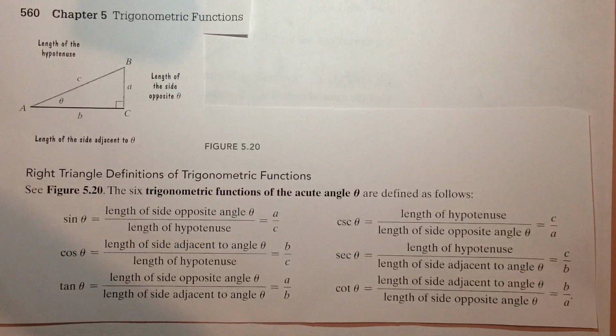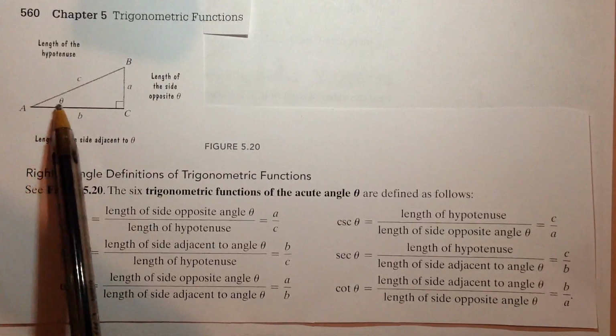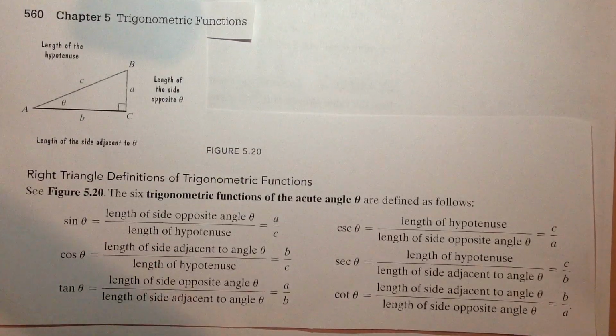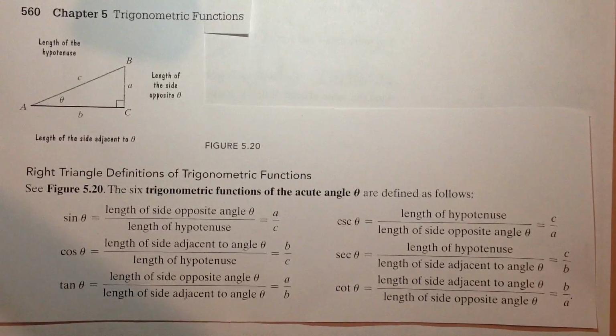Now we will be using the Pythagorean theorem that we've used previously. A squared plus B squared equals C squared. We'll be using that a little later on. Remember, you use the Pythagorean theorem to determine a side of the triangle. Here we have theta. Theta represents angle A. Now, in this problem, they're talking about the 6 trigonometric functions of the acute angle theta.